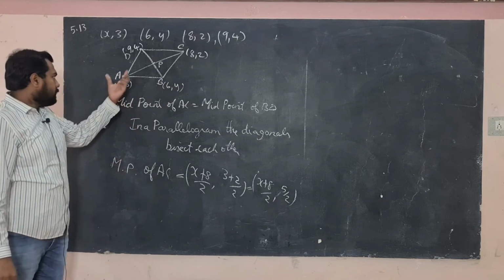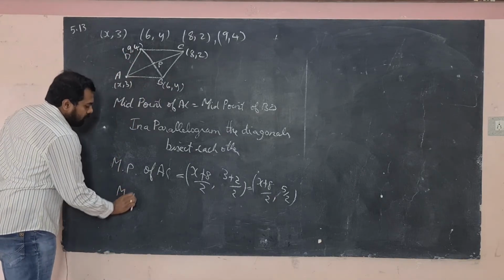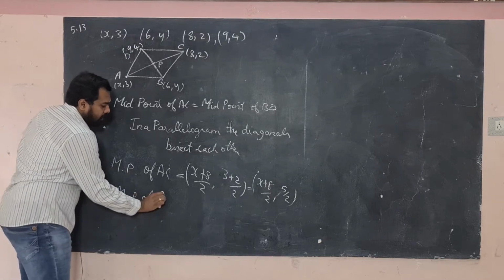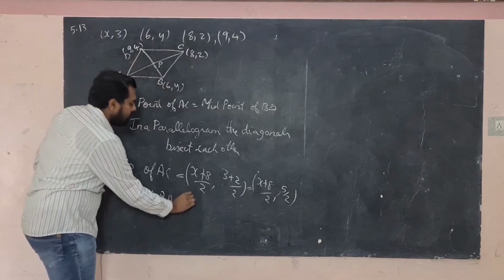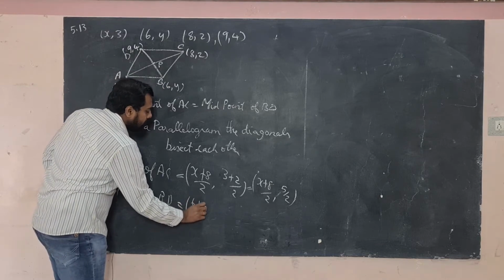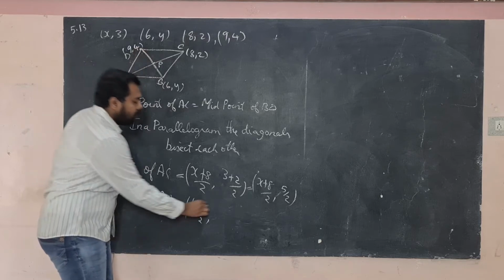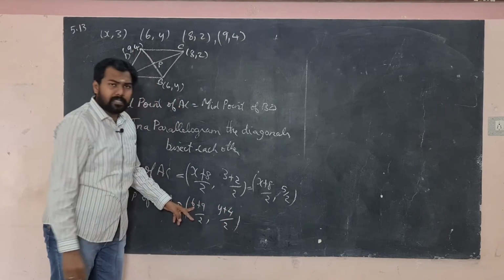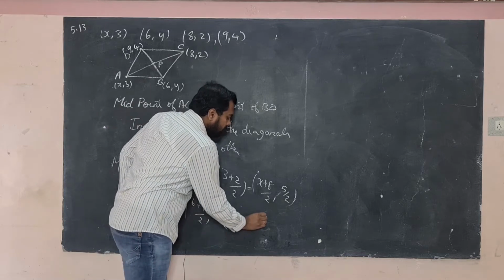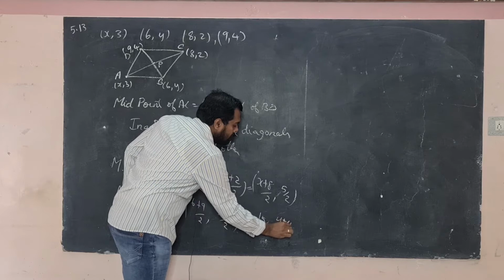Okay, next, midpoint of BD. How to find? (x1 plus x2). So it is (6 plus 9) divided by 2, comma, y1 plus y2, right? (y plus 4) divided by 2. So 6 plus 9 is 15 by 2, comma, (y plus 4) divided by 2.